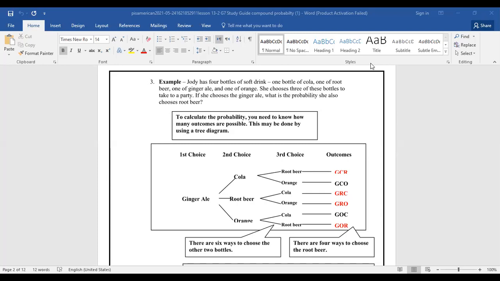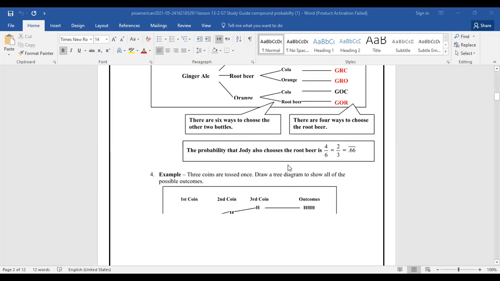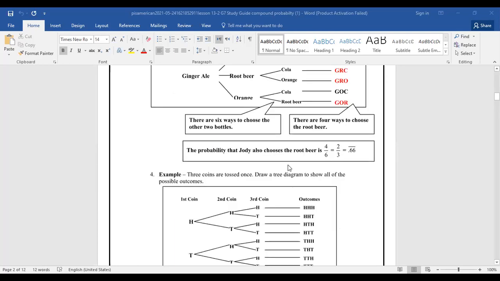Example. Judy has 4 bottles of soft drink, 1 bottle of cola, 1 of root beer, 1 of ginger ale, and 1 of orange. She chose 3 of these bottles to take to a party. If she chose the ginger ale, what is the probability she also chose root beer? Okay. Then she chooses how many? 3.